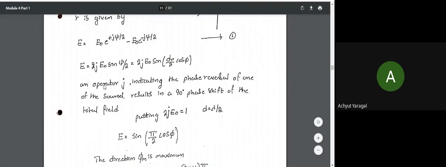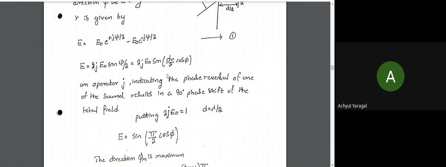So what does the operator j indicate here? It indicates a phase reversal. One of the sources you can consider to be out of phase. That's why it is represented with j, indicating that the phase reversal of one of the sources results in a 90-degree phase shift of the total field.